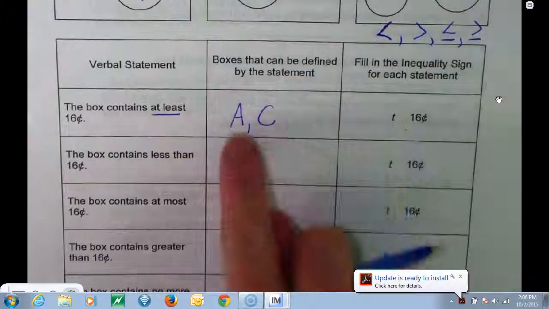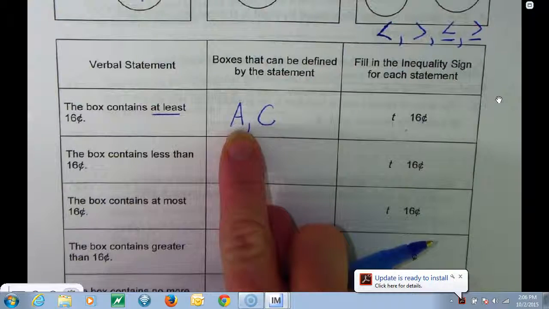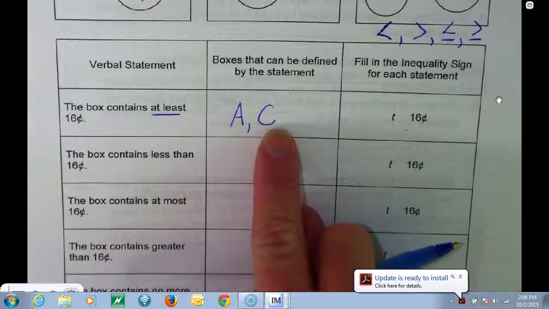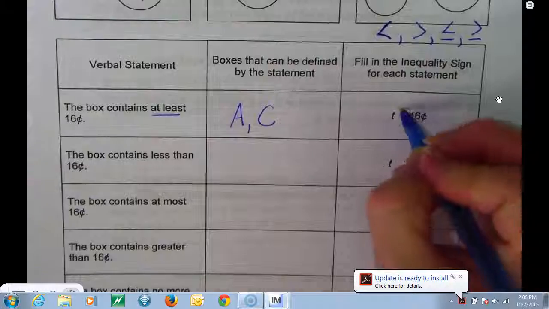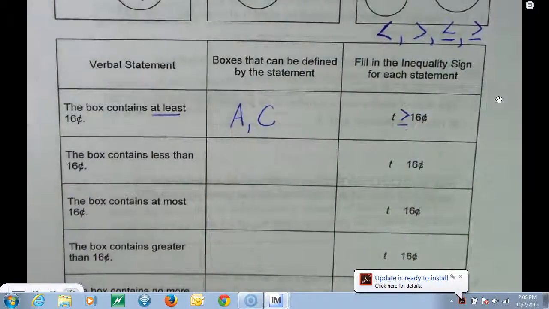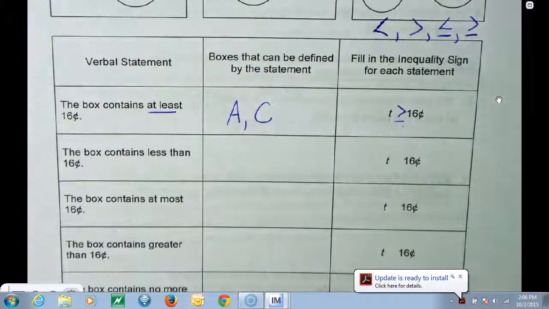Okay, so which one of these symbols am I going to put here? I want this money. How much money is in A? 16. How much is in C? 17. So that total is going to be greater than or equal to 16.